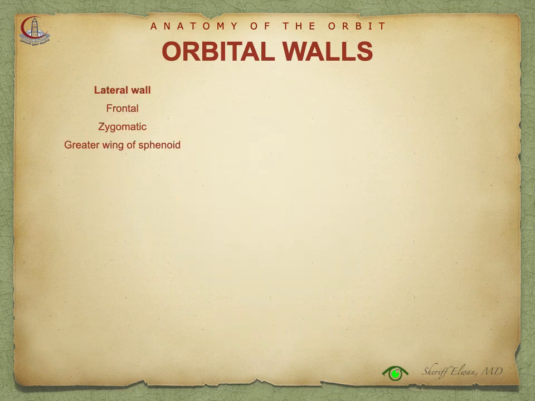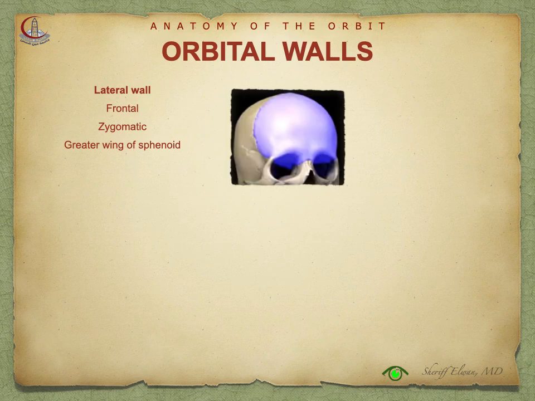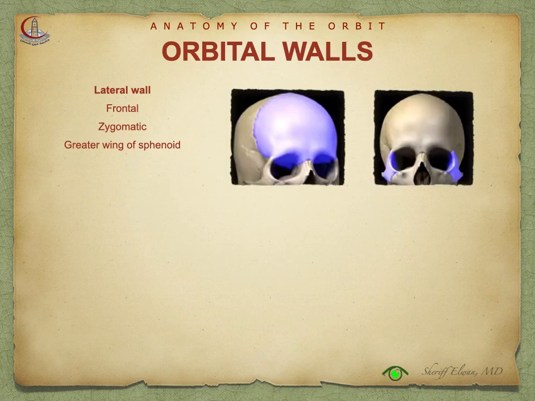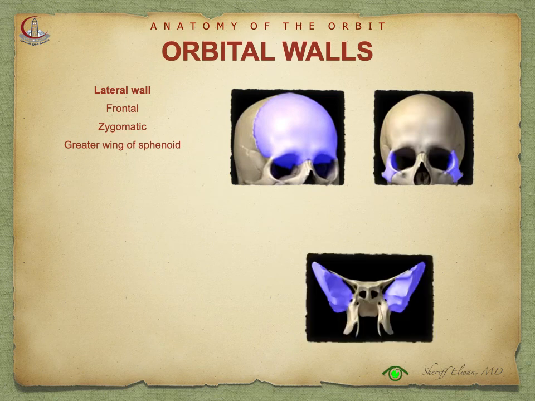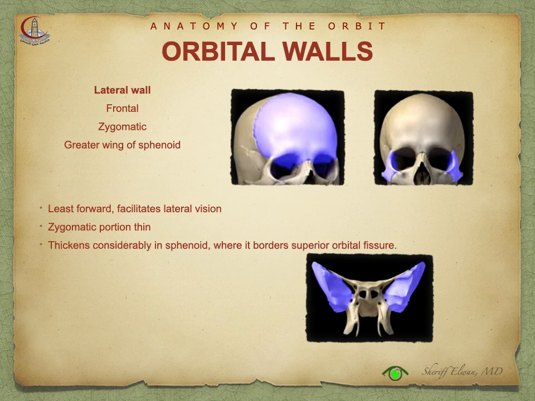Now, the lateral wall of the orbit is formed of the frontal bone, the zygomatic bone, and the greater wing of sphenoid. It's the least proceeding forward of the walls, facilitating lateral vision, and its zygomatic portion is very thin, and it thickens considerably at the site of the sphenoid where it borders the superior orbital fissure.